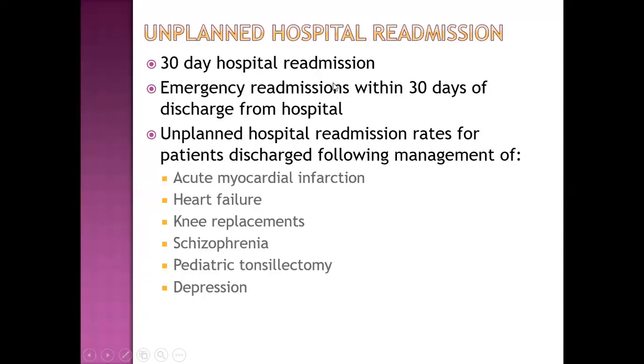Then unplanned hospital readmissions include 30-day readmission, emergency readmission within 30 days of discharge, unplanned hospital readmission rate for patients discharged for the following conditions after treatment: acute myocardial infarction, heart failure, knee replacement, schizophrenia, pediatric tonsillectomy, and depression.